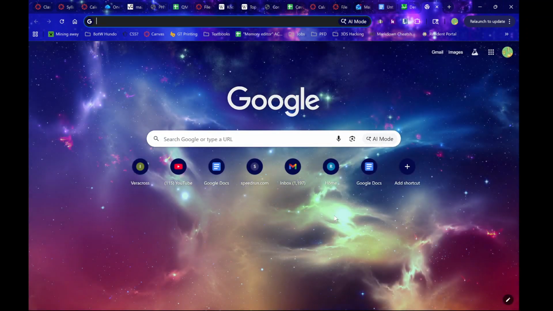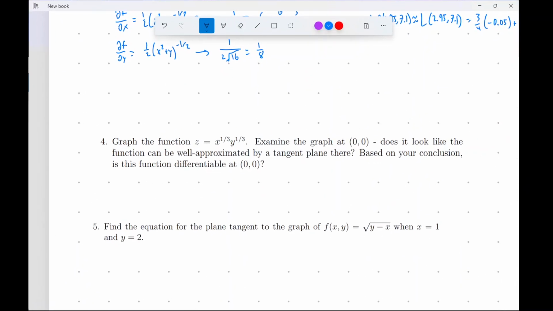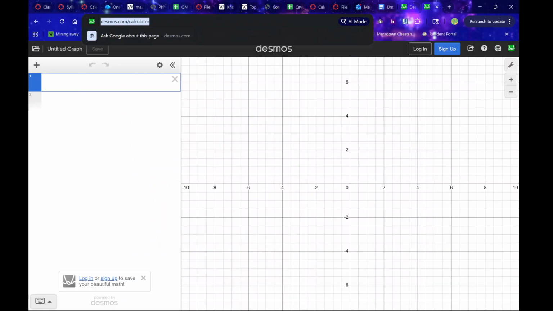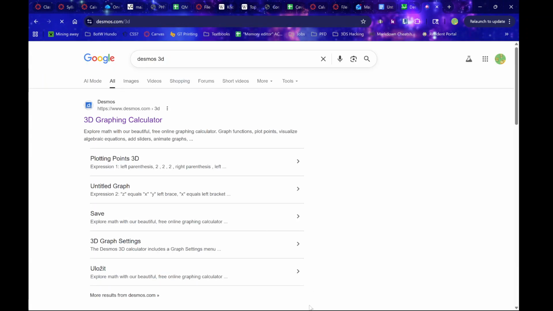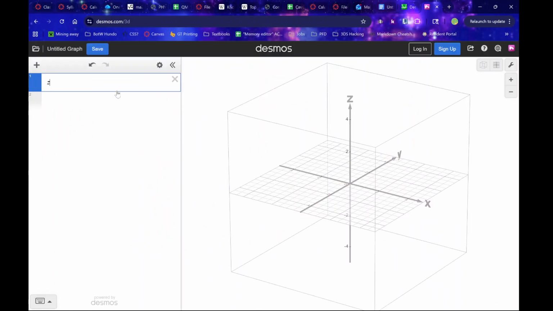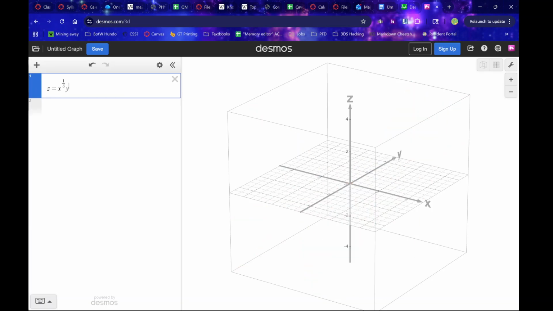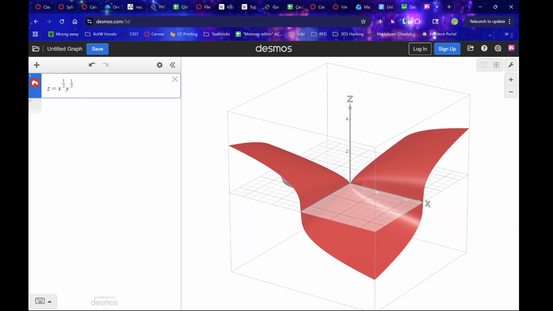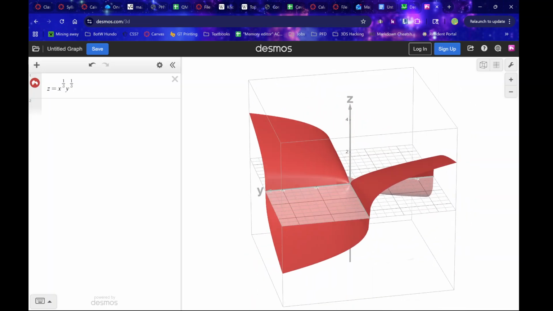Okay, let's go to Desmos. And we need to graph the function. Oh, it needs to be Desmos 3D. Frick. Desmos 3D. We need to graph z equals x to the 1/3, y to the 1/3. Okay, and it asks whether we think this can be approximated well by a tangent plane at the center.